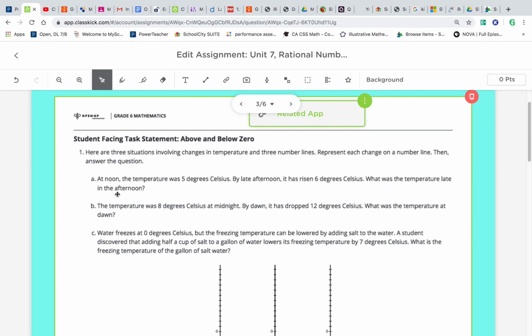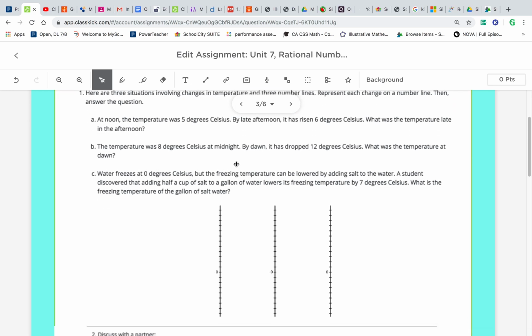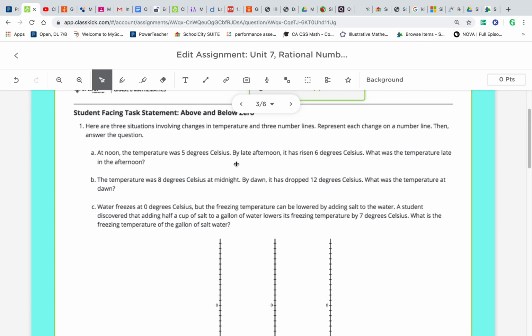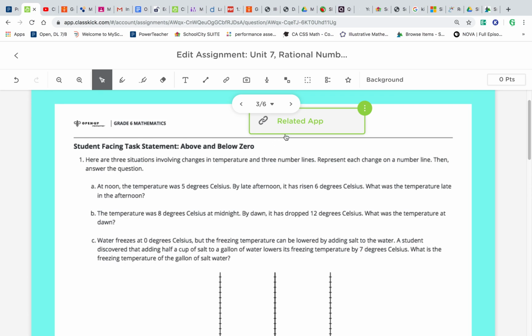All right, so our very first task is titled Above and Below Zero. Here are three situations involving changes in temperature and three number lines. Represent each change on a number line, then answer the question. What we're going to do is actually use the app, and then we're going to use what we find out on the app to answer the questions.